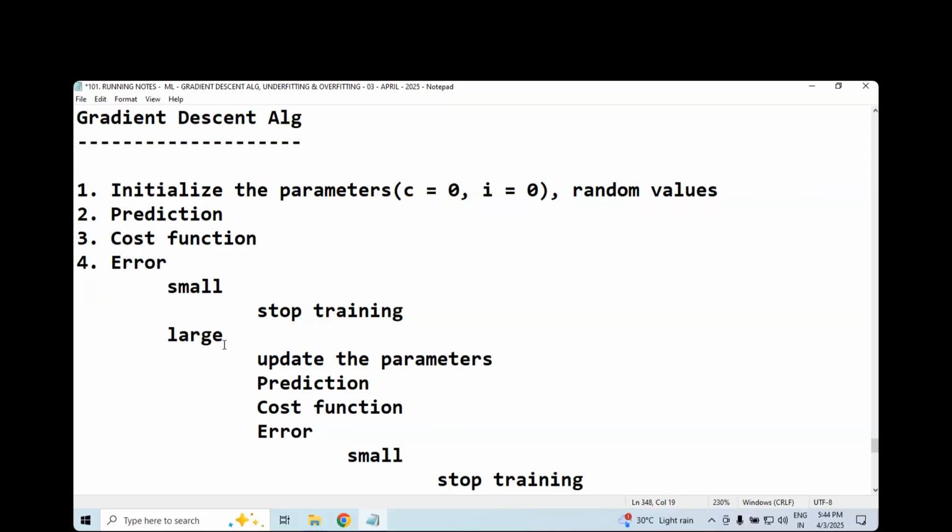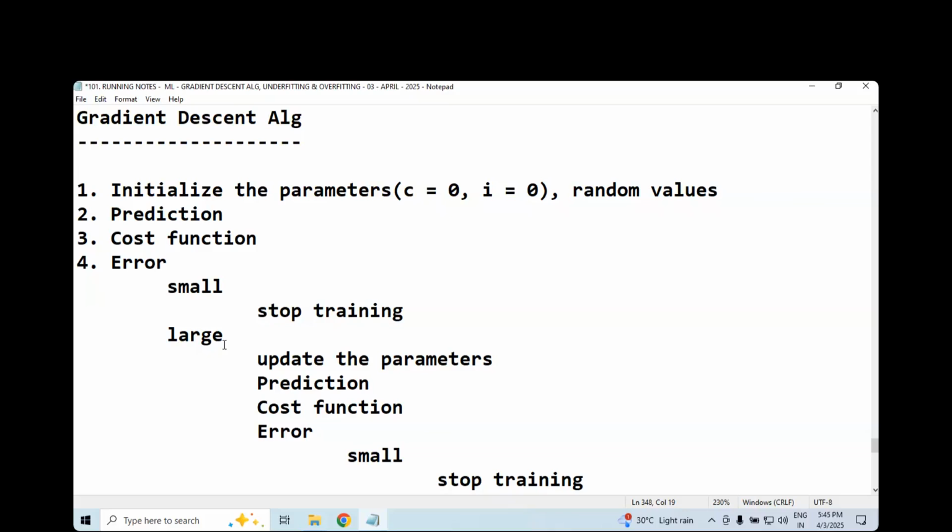Then the machine learning algorithm will take those parameters and do the prediction. The ML algorithm knows only prediction, but to do the prediction it needs parameters. Go back to the coefficient and intercept in simple linear regression. Once it has done the prediction, it is the right time for the next step.